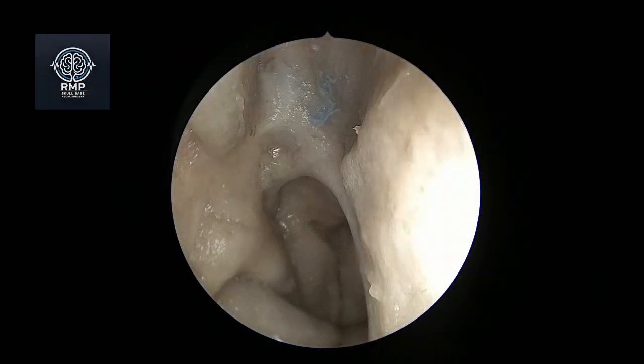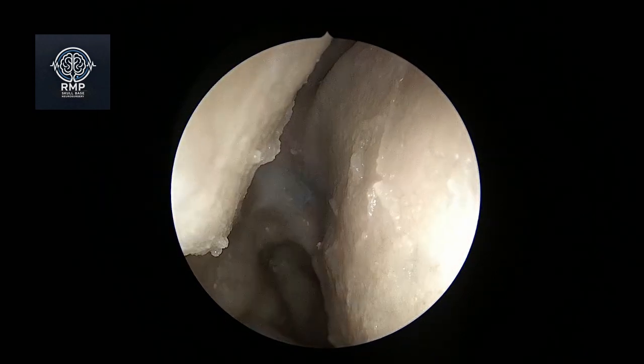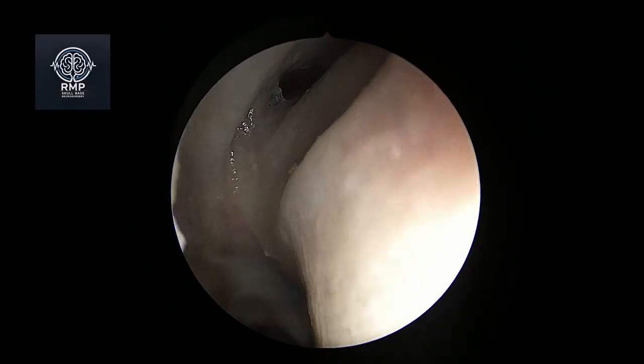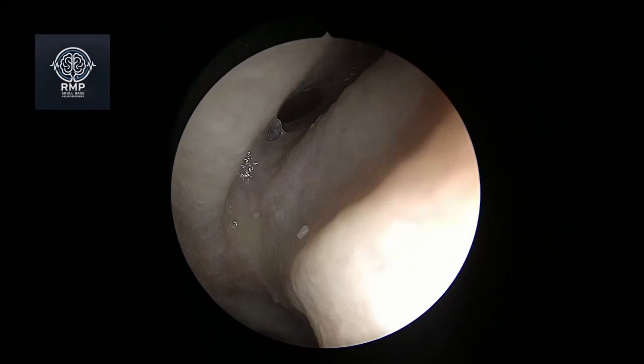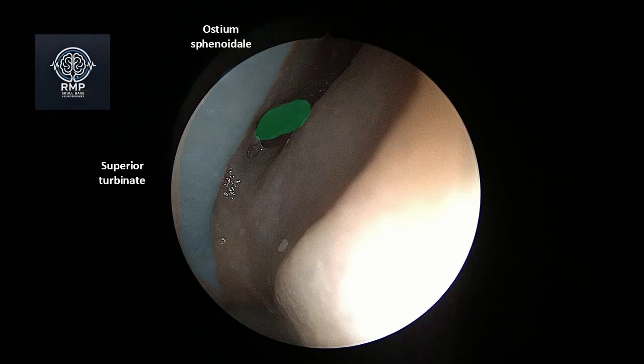As we follow the posterior end of the middle turbinate, we align with the choana, and just above this area lies the Woodruff plexus, and crossing this Woodruff plexus is the sphenopalatine artery. Now, tilting the endoscope upward, we identify the superior turbinate and medial to it the sphenoidal recess, where the sphenoid ostium is located.